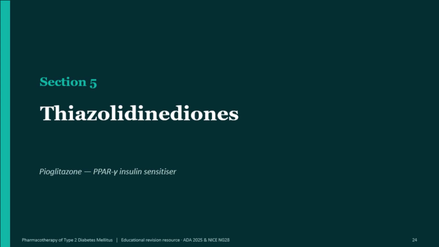Chapter 5 is a quick but important one. The thiazolidinediones, really just pioglitazone these days. It's a true insulin sensitizer that works through the nucleus. A bit old school, a bit under-used, but it has a real niche. Let's see where it fits.